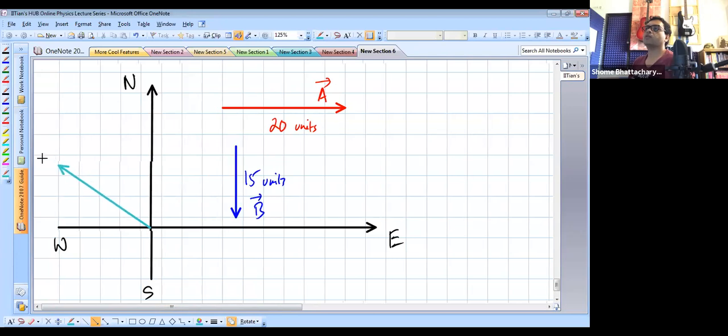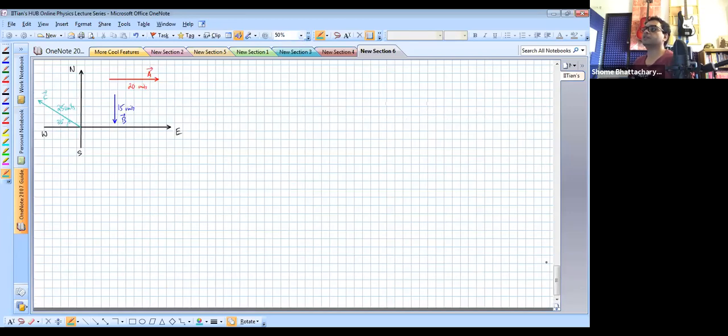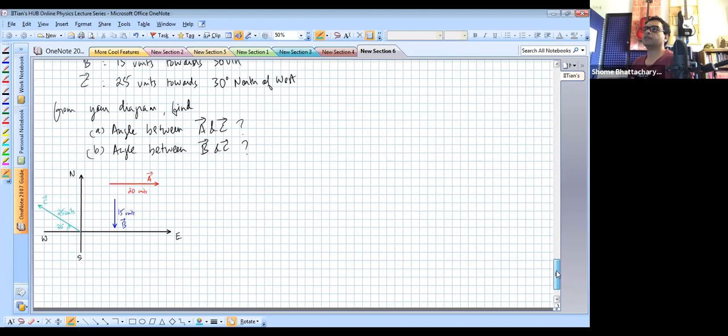So it should be slightly longer also because it's 25. So let's say this is the vector C. Now its length should be proportional to 25 units. But more importantly, its direction is 30 degrees north of west. Okay. So according to the information I've given you in the question, this is how the diagram should look.